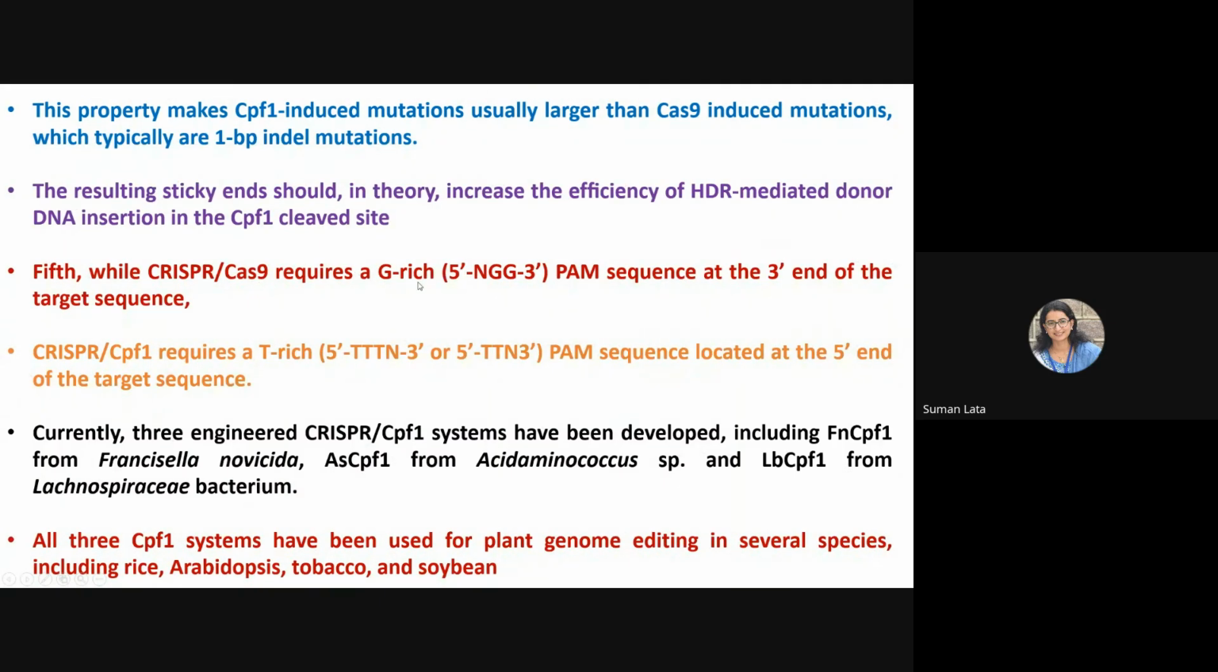In case of Cas9, usually a G-rich PAM sequence is required at the 3' end of the target sequence, while in case of CPF1, a T-rich PAM sequence is required. So, the CPF1 system has been developed using enzymes from Francisella novicida, Acidaminococcus, and Lachnospiraceae bacteria. And the CPF1 system has been used for genome editing in species like rice, Arabidopsis, tobacco, and soybean.